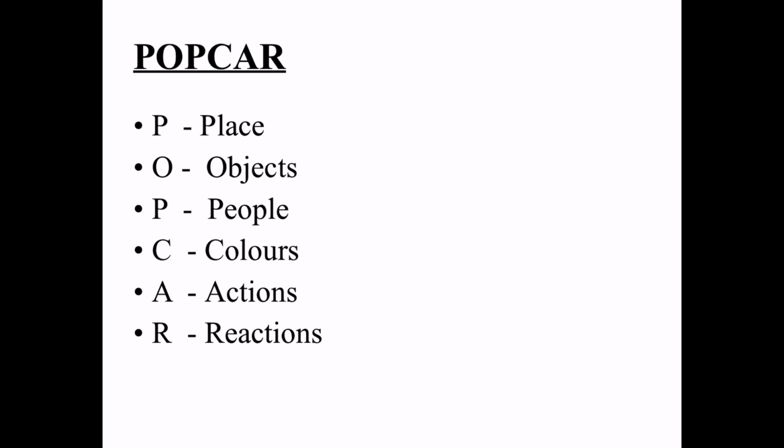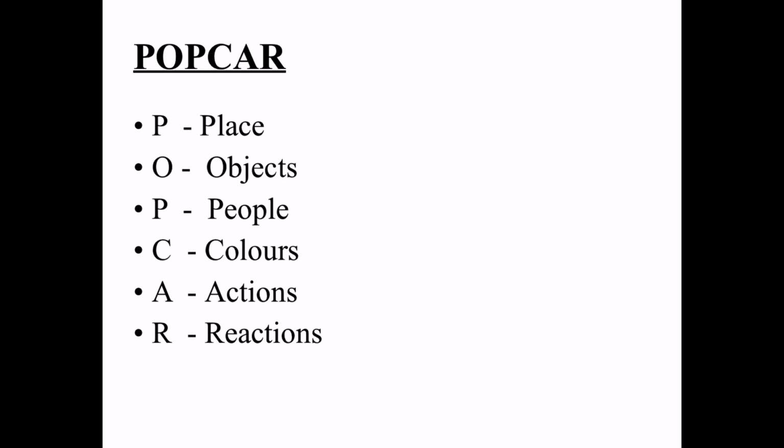The first letter is P and this P stands for place. So firstly you can observe what place the picture is showing us. The second letter is O and O stands for objects. So you see all the objects that are there in the picture. The third letter again is a P and this P stands for people. So children, you have to see in the picture how many people are there, what the people are doing, etc.